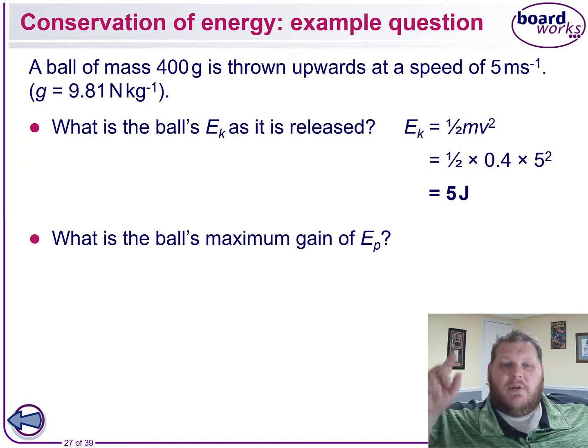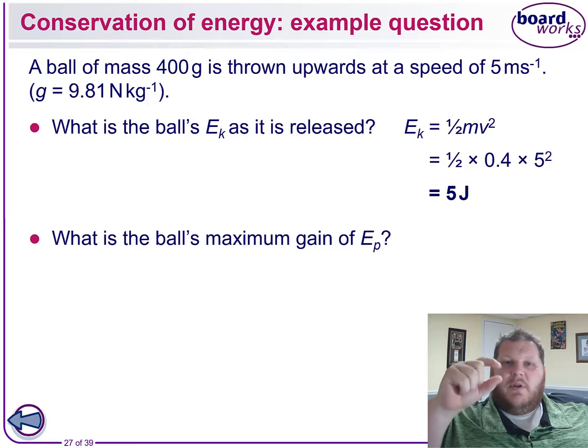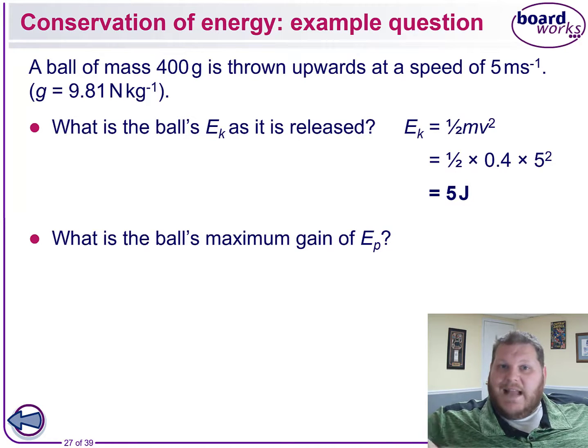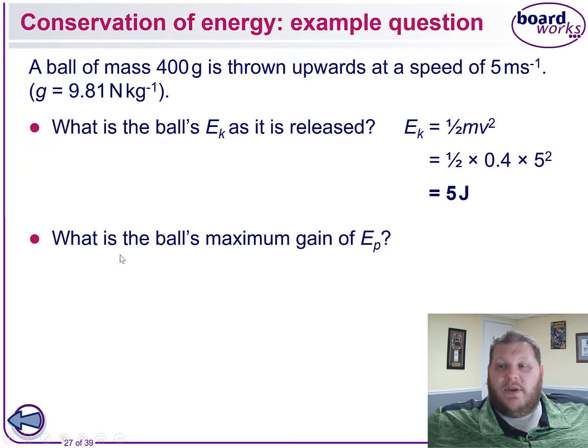The only thing that's going to happen is it's going to start to slow down, just like we saw back in projectile motion. When you launch it up, as it gets closer and closer to the peak, it's going to start slowing down because gravity is pulling down on it to try and stop it. So if we work backwards, the second question that we're being asked is, what's the ball's maximum gain of potential energy?